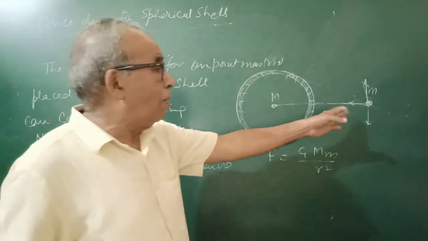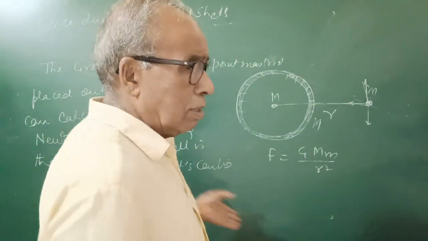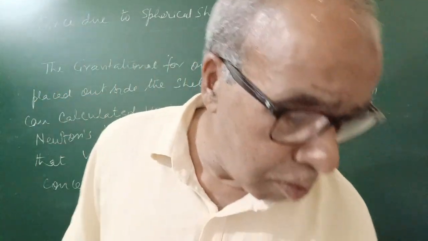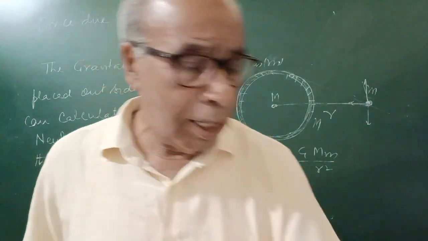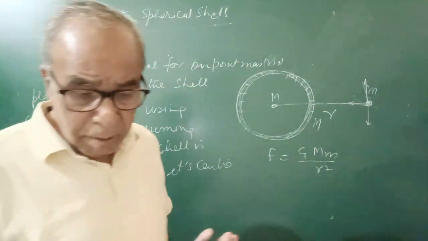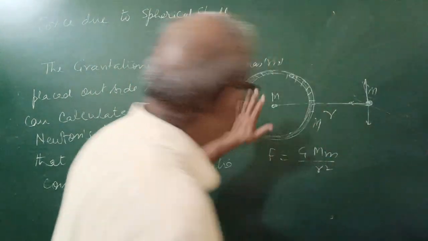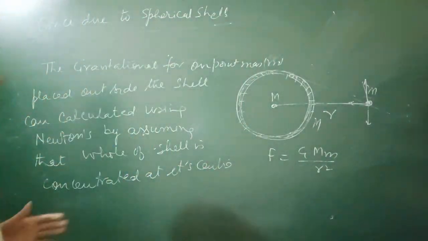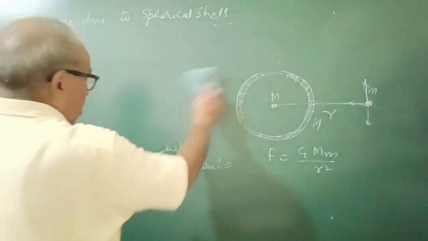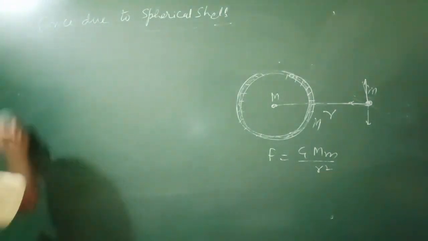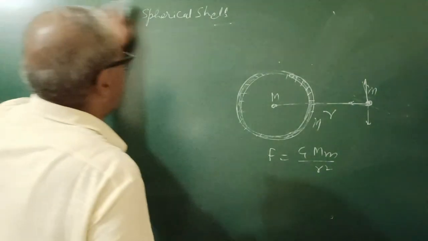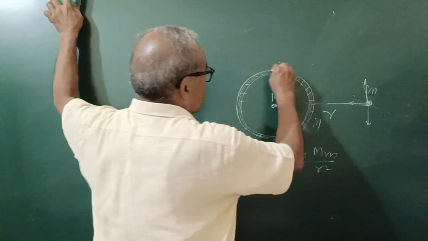If any point mass is anywhere outside, then we can think that as if the whole mass of cell is placed at center. But this is very important to understand, we can do it by integration, but at this level integration application is not, we can use directly. We can think that whole mass of the cell is at its center.